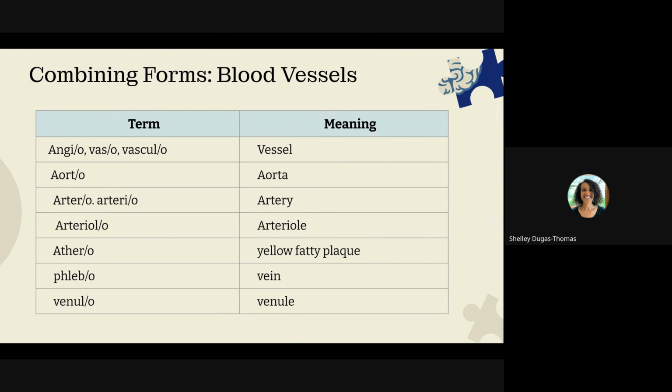So notice we have three terms for general vessel: angio, vaso, and vasculo. Arterio is an artery, but if we change it to arteriole, that suffix change indicates a smaller branch. So look closely at ATHER versus ARTER. They sound similar, but ather specifically means yellow fatty plaque. If you know phlebi means vein, you'll instantly understand pathologies like phlebitis.